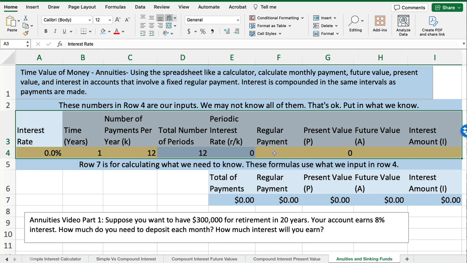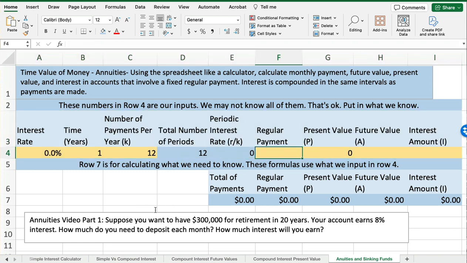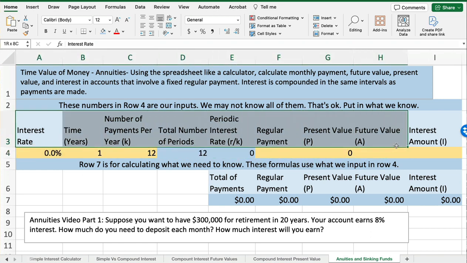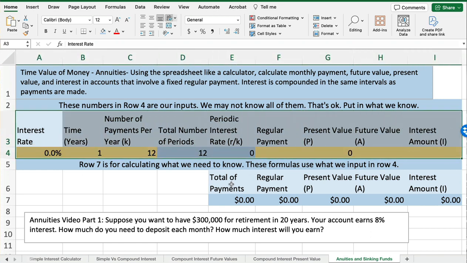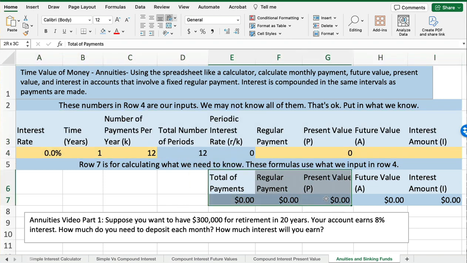All right. So go ahead and pause the video. Go ahead and get this top part of your sheet set up, and also get ready to put in these quantities down here in rows 6 and 7 as well.